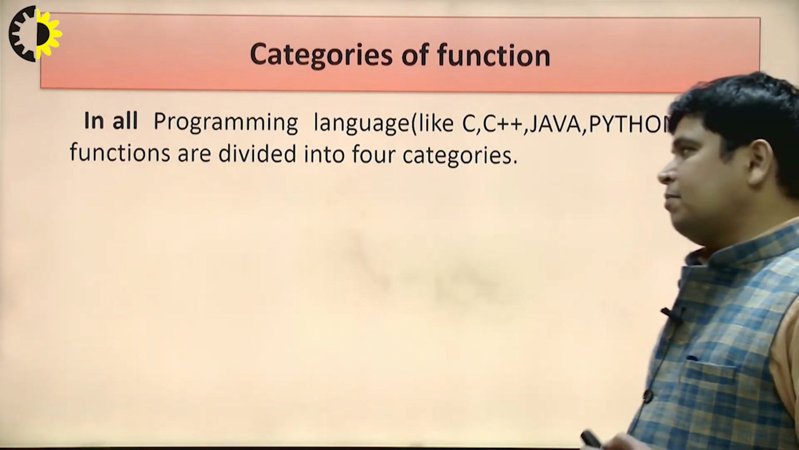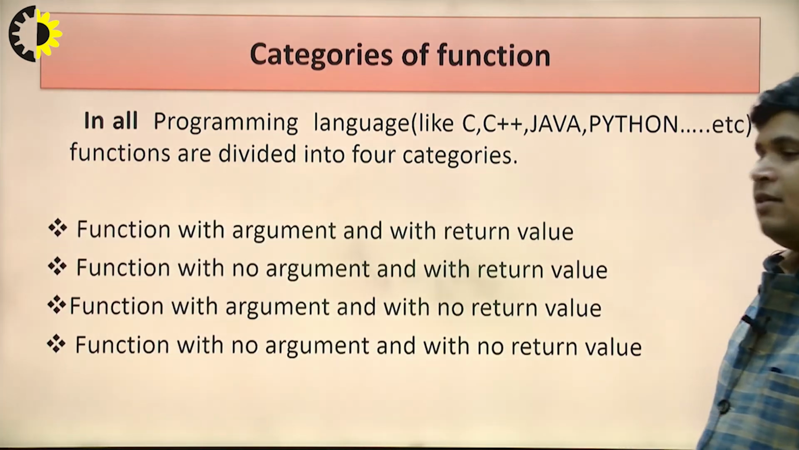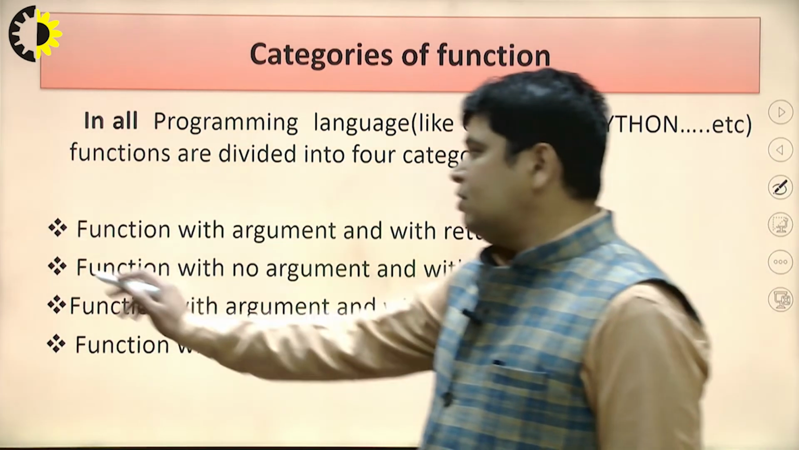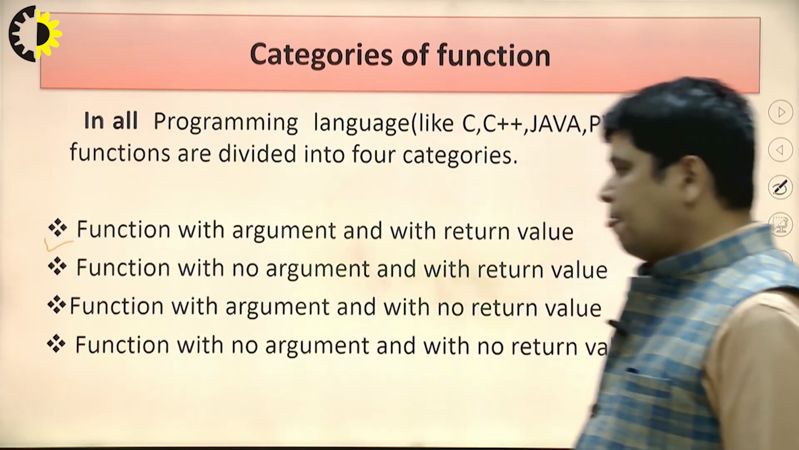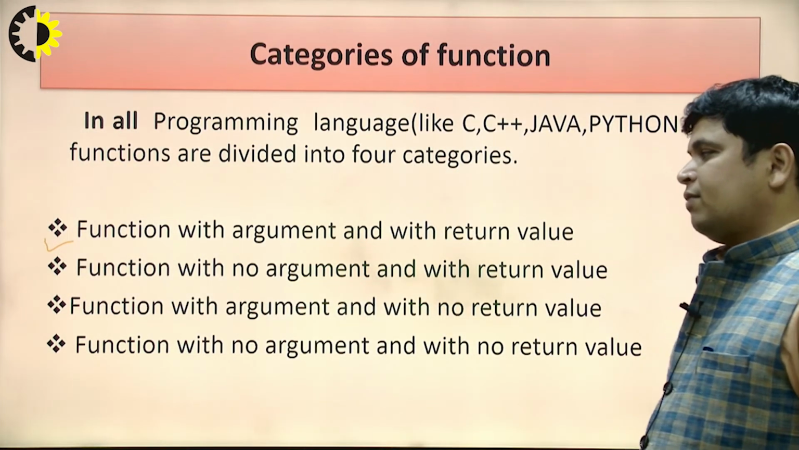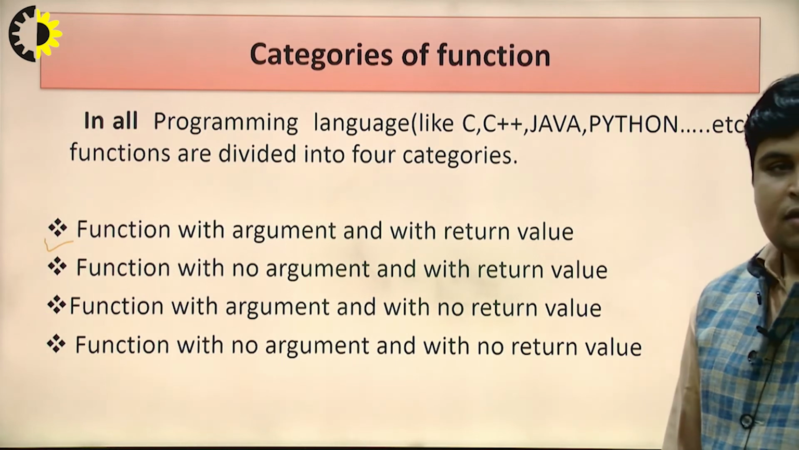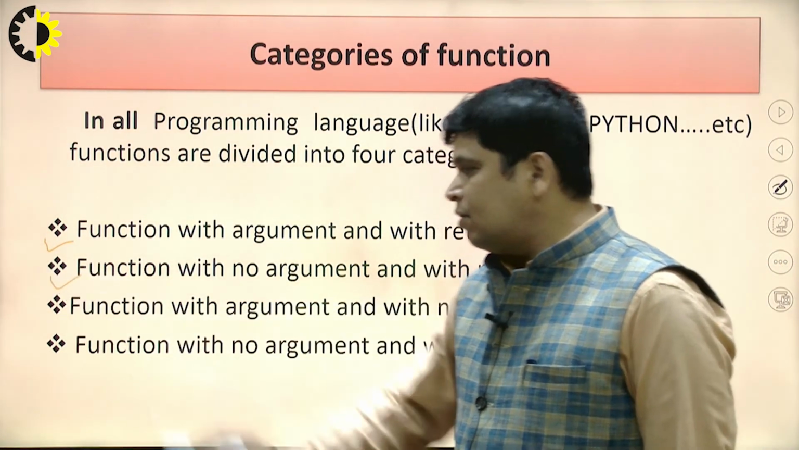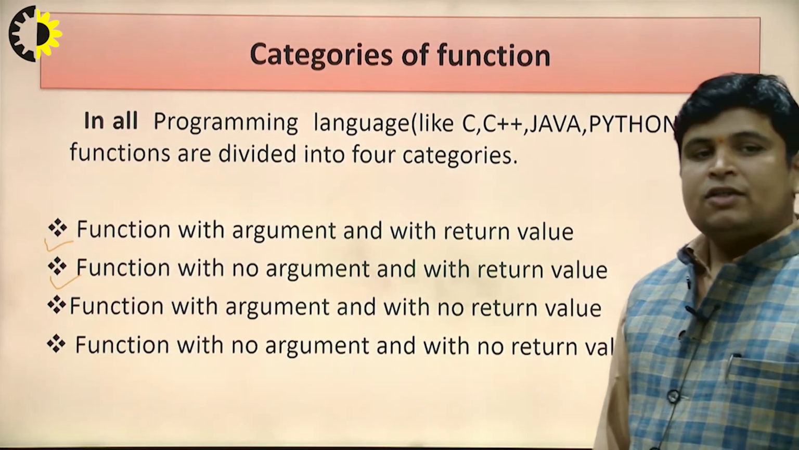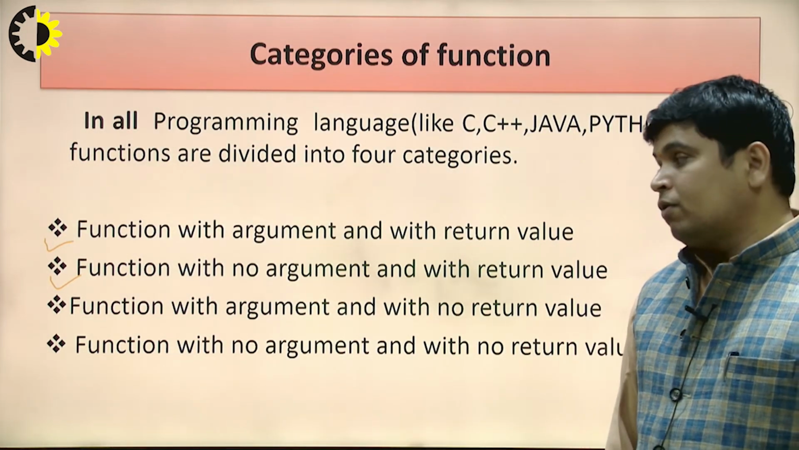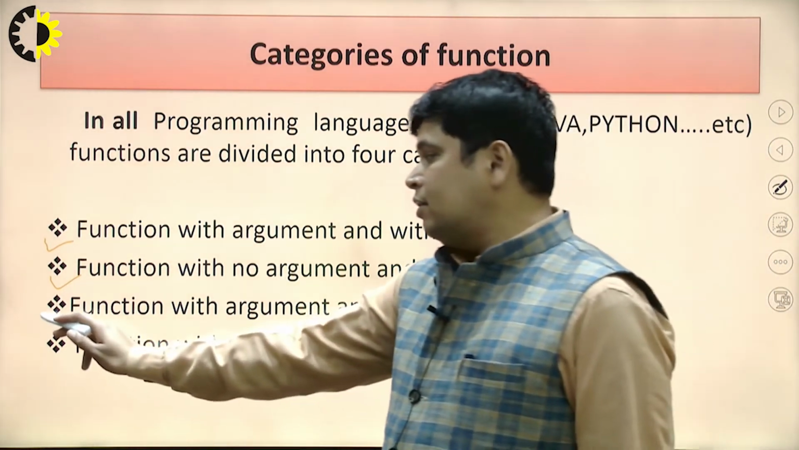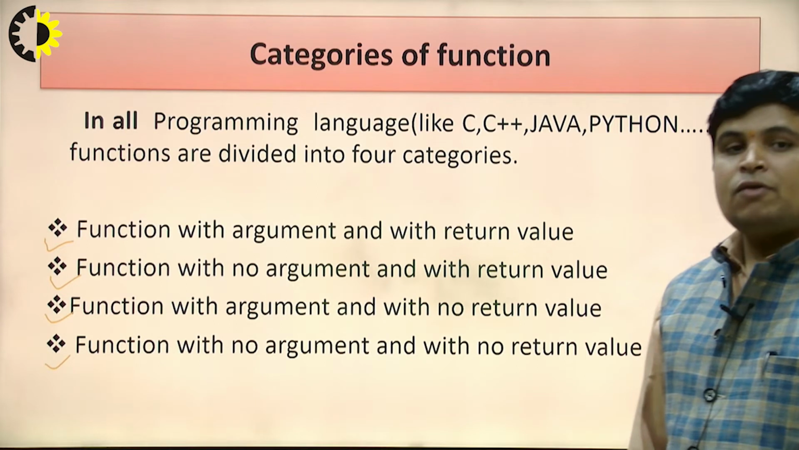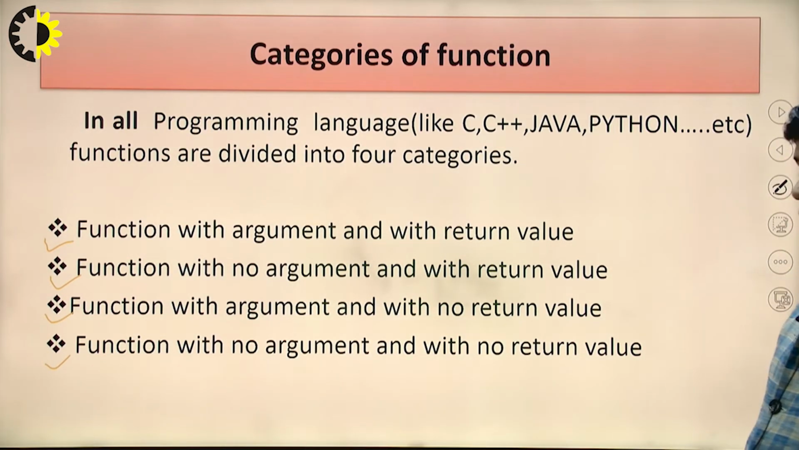If we're talking about categories, the first is function with argument and with return value. The second category is function with no argument and with return value. The third category is function with argument and with no return value. And finally, the last category is function with no argument and no return value.